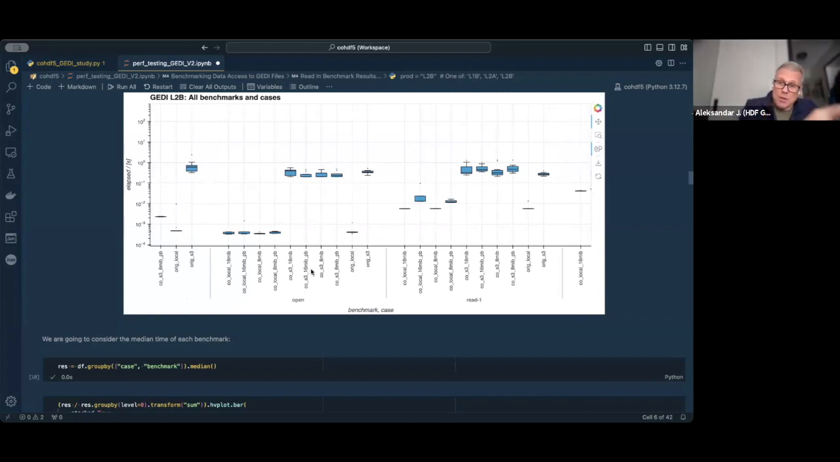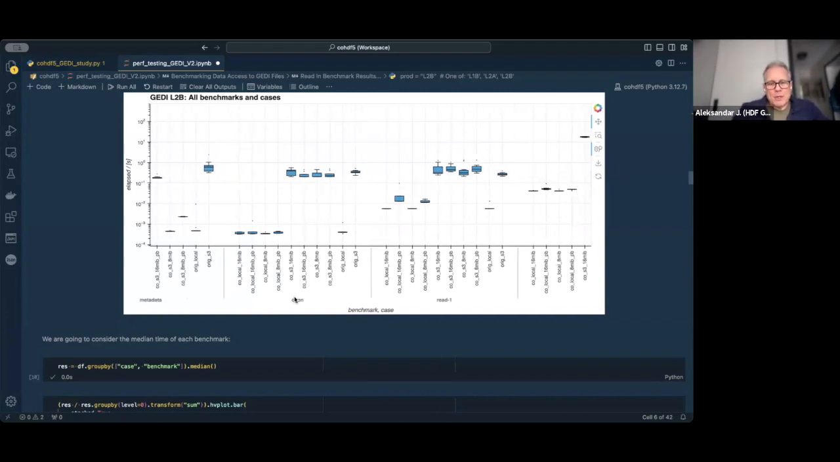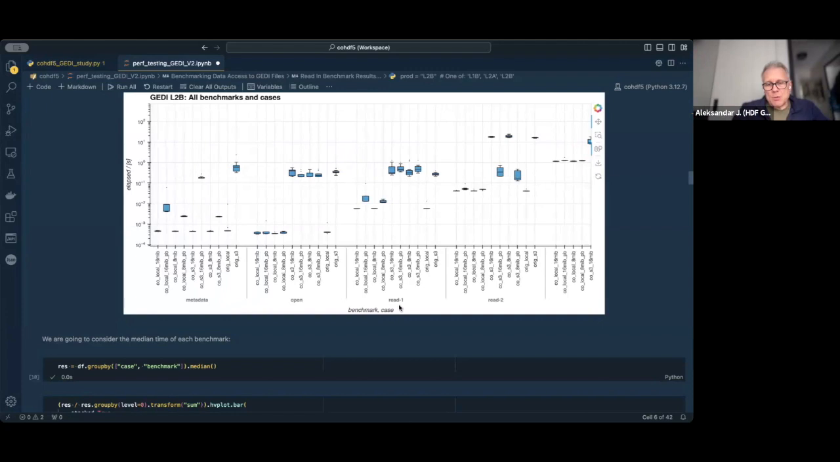Whether or not this file was in a local file system, cloud optimized, not cloud optimized, all the other things. So this is a benchmark open, and there is another one called read one, which again, my names are not so intuitive and helpful, but there was some kind of a read task. And the read two means another read task, but obviously not the same as read one, and so forth and so forth.